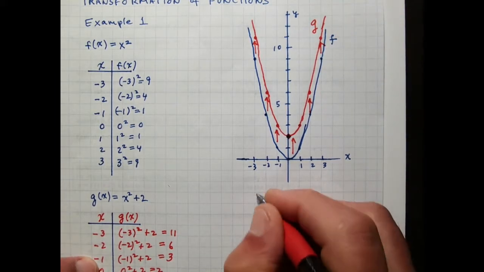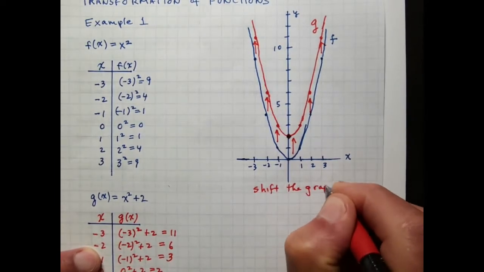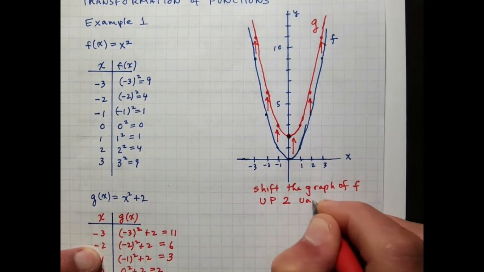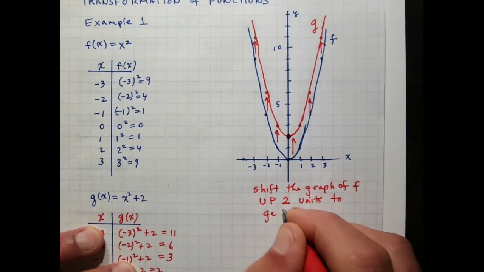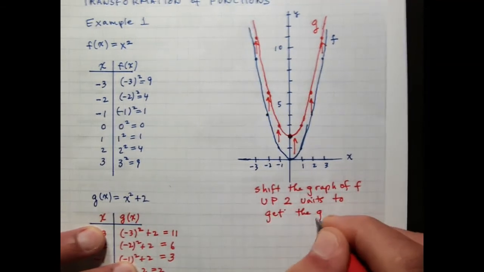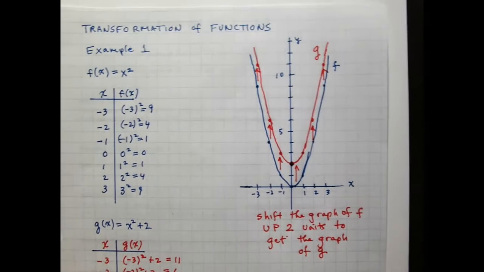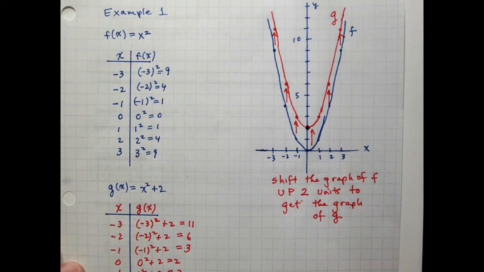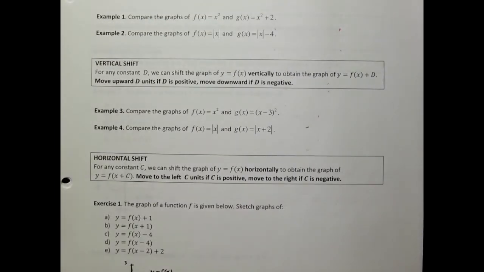So let's just sum that up in words. Shift the graph of F up 2 units to get the graph of G. And that sort of summarizes our example 1. I don't have the whole table of G on the screen, but I think we see the point here. Okay, so let's look at example 2 now.